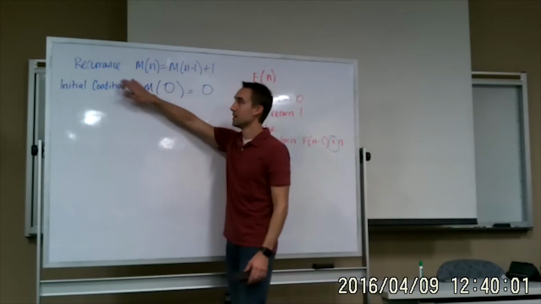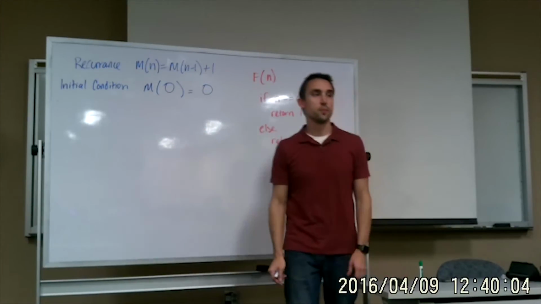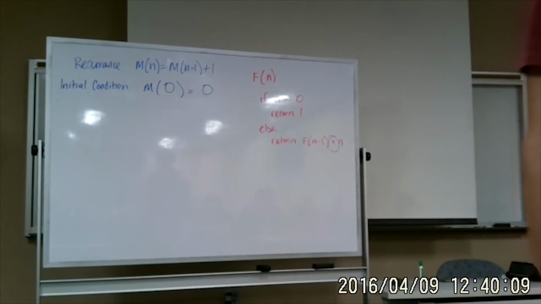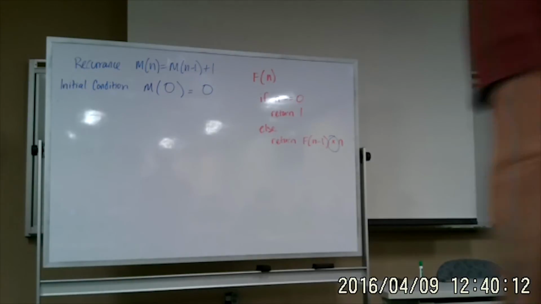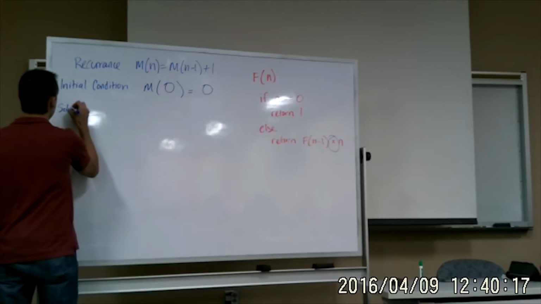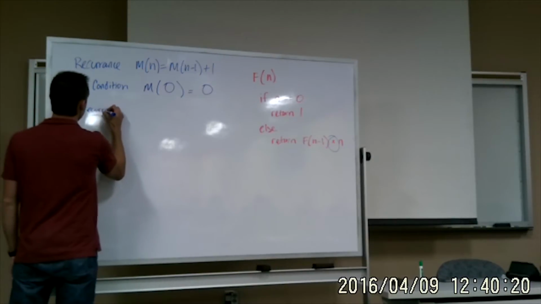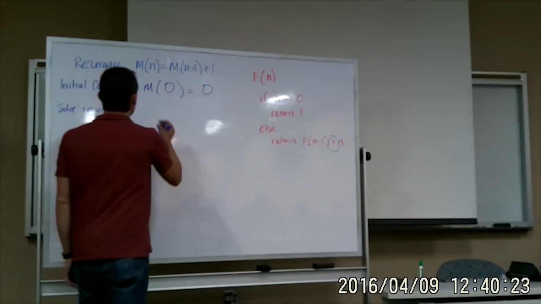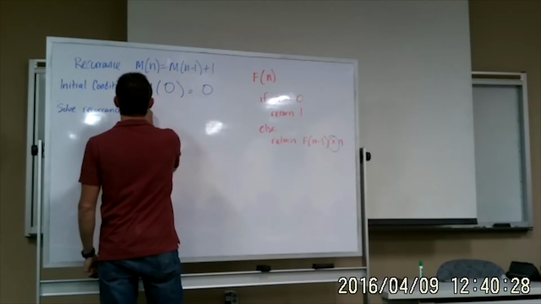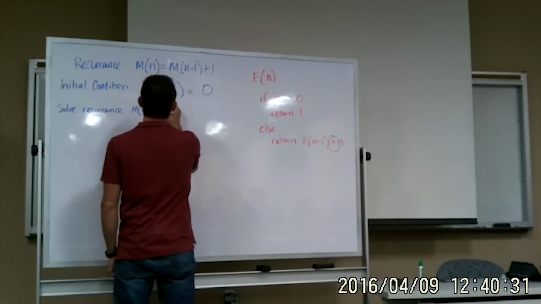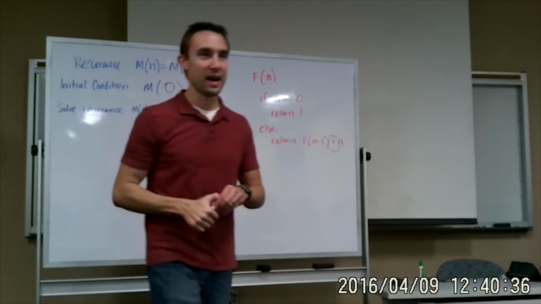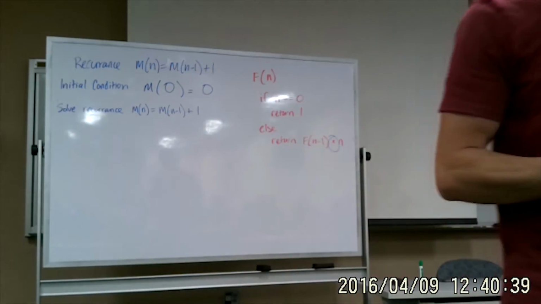So what we have done is we've set up a recurrence and we've set up our initial condition. Now we need to solve the recurrence. The way we solve the recurrence is by using what is called backwards substitution. Backwards substitution. Sounds like a math term.